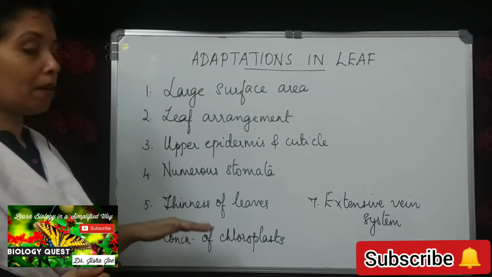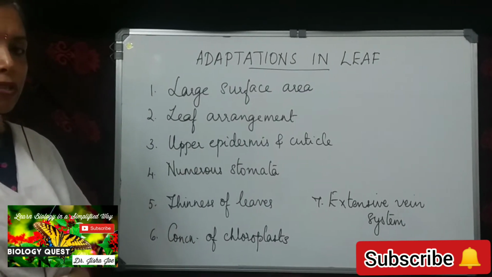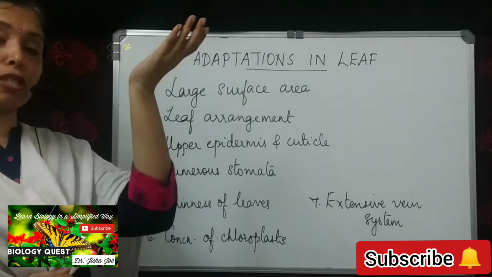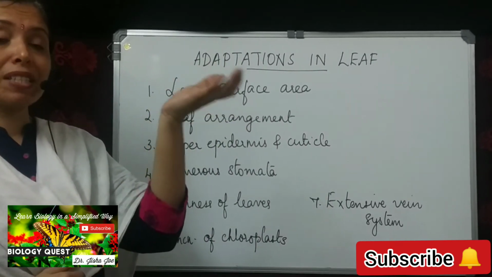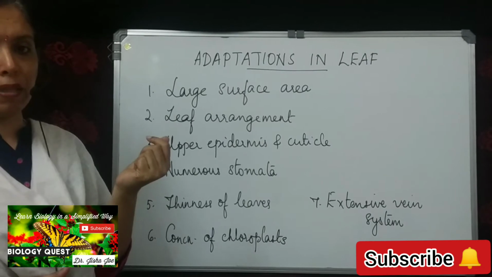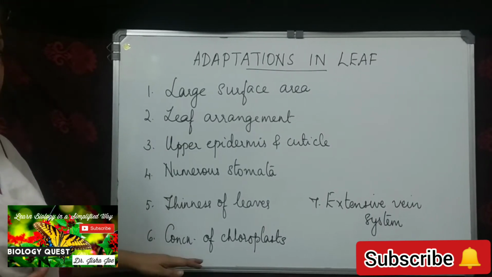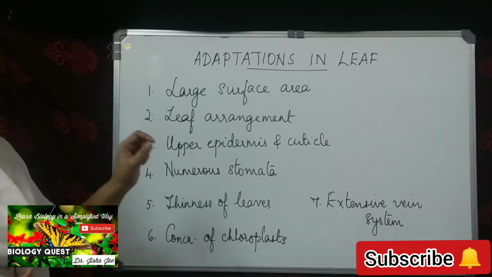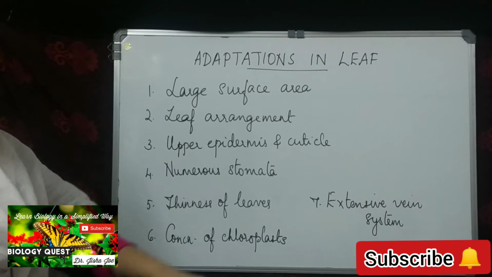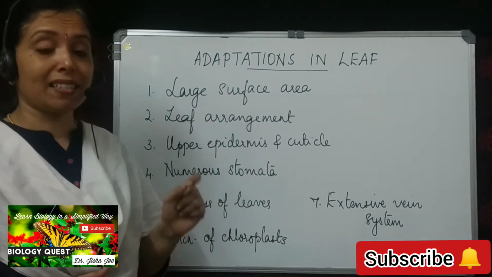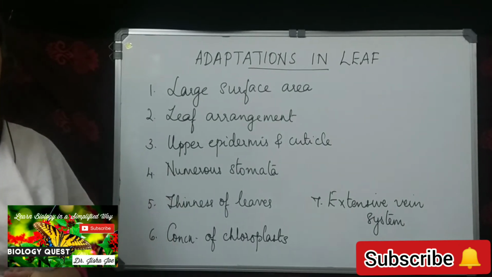So, in the palisade layer, you can see more amount of chloroplast concentrated, because it is that region which is more exposed to light, seen just below the upper epidermis on the upper surface of the leaves. So more chloroplast is concentrated in the mesophyll cells. And the 7th point is extensive vein system. Leaves have an extensive vein system.